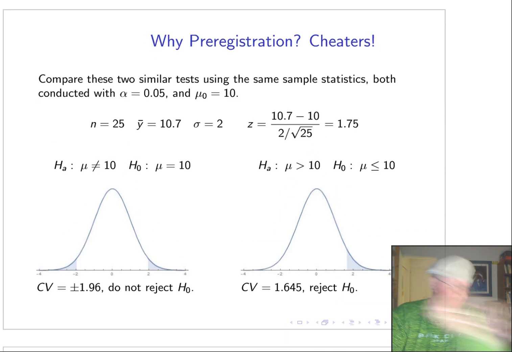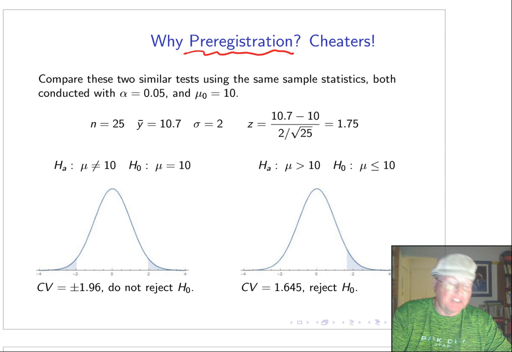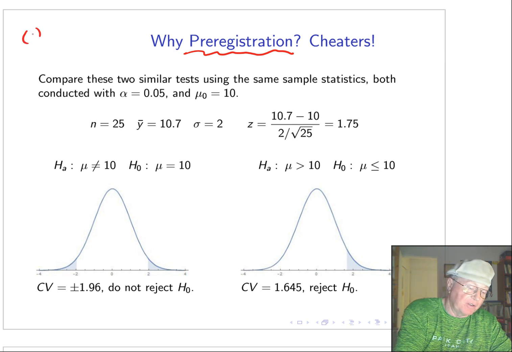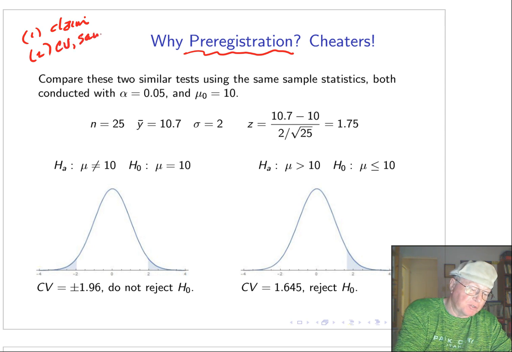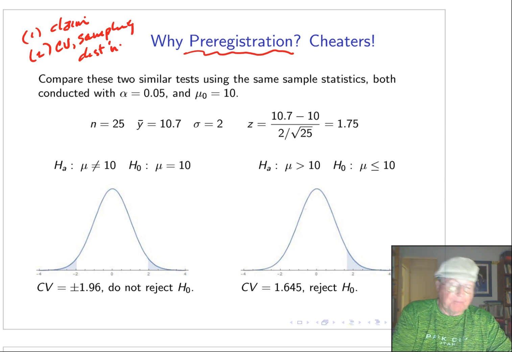Now, many researchers do something called pre-registration. They actually publish the first two parts of their hypothesis testing. So test, part 1, claim, part 2, critical value, sampling distribution. And the reason to do that is to keep themselves honest, okay? Because it's possible to peek at the data and tweak the test so that you get the desired outcome.